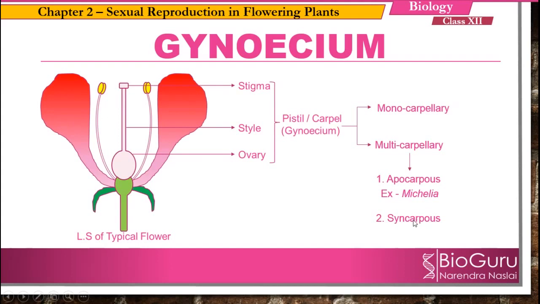When we talk about the syncarpus condition, many carpels are present but they are fused with each other. That condition is called syncarpus. So overall, we describe it as multicarpellary syncarpus. Multicarpellary because more carpels are present, but they are fused with each other, so syncarpus. Examples for the syncarpus condition are hibiscus and papaver.